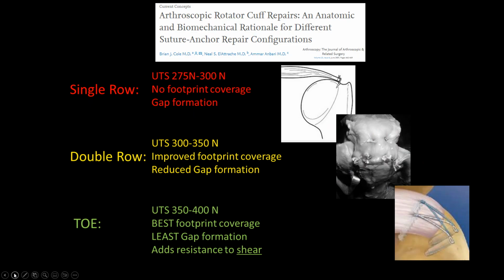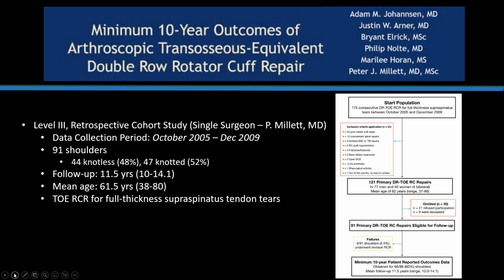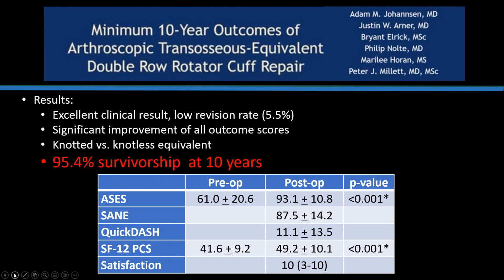But next slide. You can see the biomechanics. It leads to less gap formation, and again improved footprint coverage, and it also helps to add some resistance to shear in these repairs as well. Next slide. So I have to give Dr. Millick credit, who trained me out in Colorado. This was published in AJSM, and this is just one of, again, a ton of studies, but one double row repair study that looked more at the clinical outcomes, and you can see the patient characteristics there. But all of them were transosseous equivalent double row repairs. Next slide. And he really showed that it was a greater than 95% survivorship for these patients with patient-reported outcomes at 10 years. Next slide.